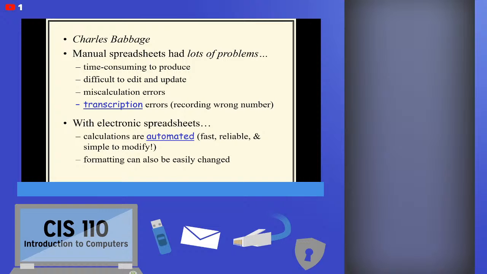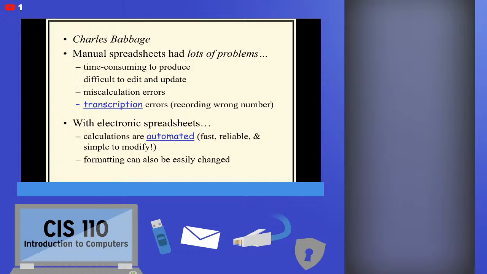But with an electronic spreadsheet, you can change the width of the column. You can change the height of the row. You can change the font that you're using. You can make it look how you want it to look for your purposes. And I'd like to leave you today with this.